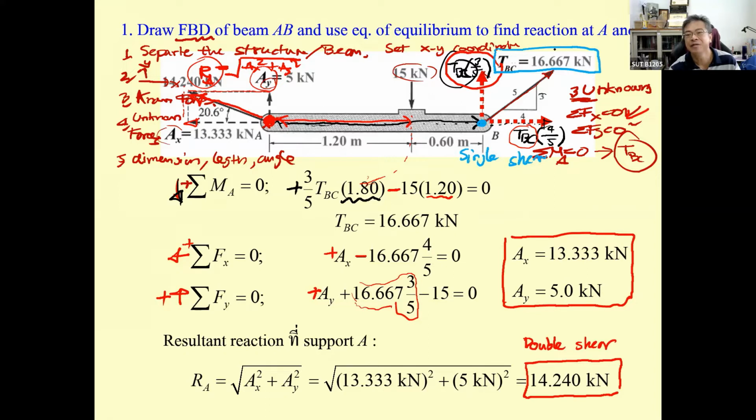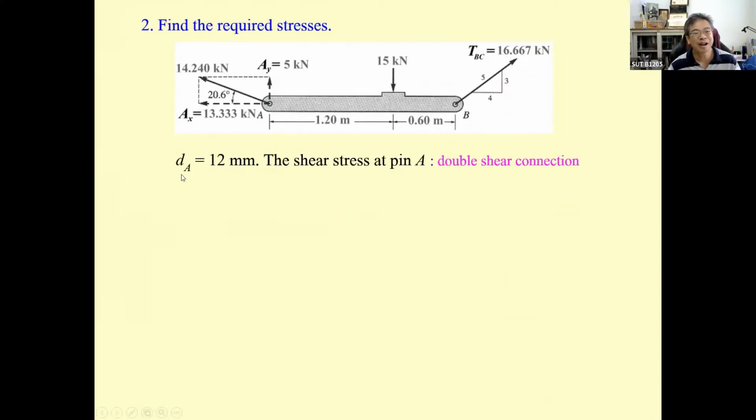And again, this force will act on the rod BC to produce the sigma sub BC also. So we will have tau sub A based on double shear, tau sub B based on single shear, and sigma sub BC, the stress in the rod BC, is going to be normal stress.